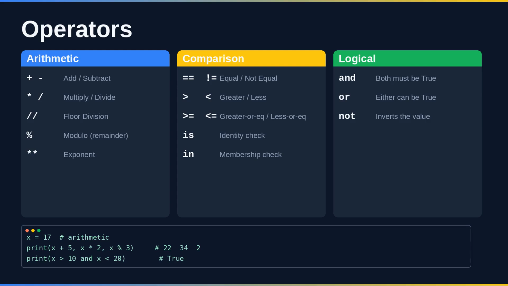Next up, operators. You've got your arithmetic operators: plus, minus, multiply, divide. But Python also gives you floor division with double slash, modulus with percent, and exponentiation with double star. For comparisons, we use double equals, not equals, greater than, less than. And logical operators: and, or, not, which are plain English in Python, unlike most languages.